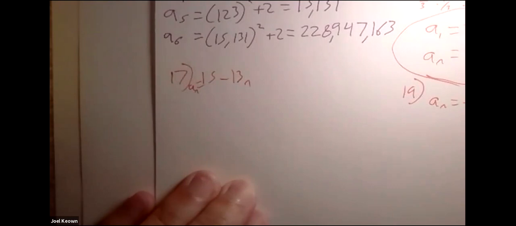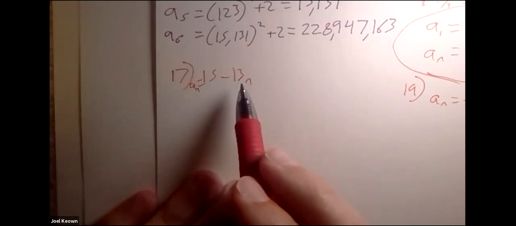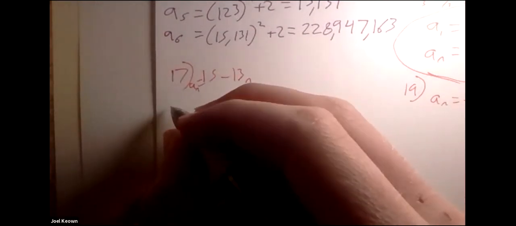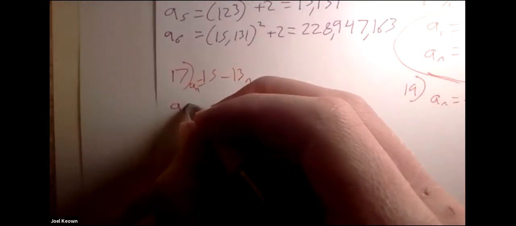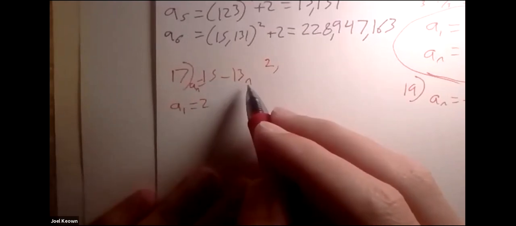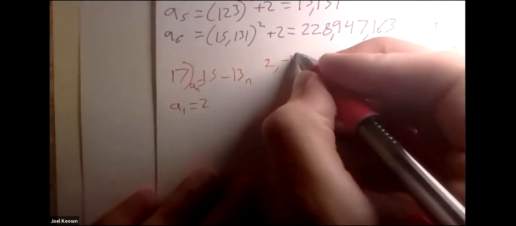So let's look at this one. What are my first terms? Well, if I plug 1 in for n, what do I get? I'll get 15 minus 13, which would be 2. So a sub 1 is 2. Write that down. The first term is 2. If I plug 2 in here, what would that give? 15 minus 13 times 2. That gives me negative 11.